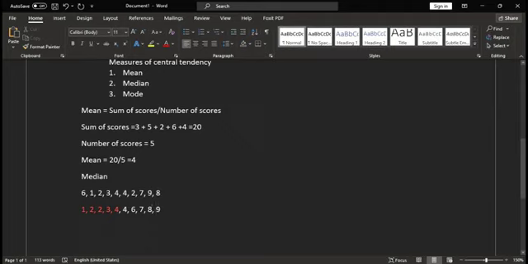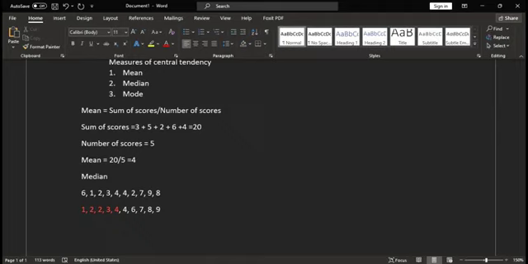Now, if you look at these two numbers, there's no single number in the middle. So what you do is pick these two, 4 and 4, that are in the middle. If you have two numbers in the middle, you find the mean of those two numbers.